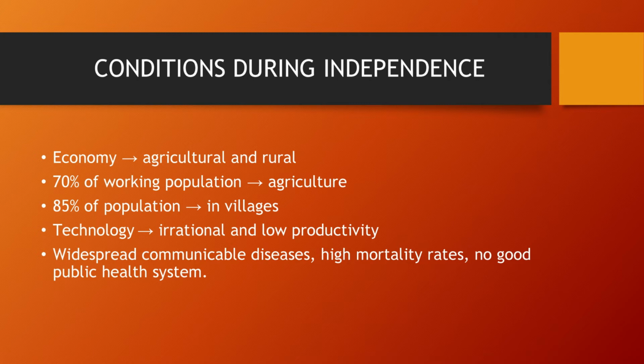85% of the population was in the villages, and of course, the technology was irrational and gave low productivity, or the output level was very less. Apart from all these things, India was facing a time period where a lot of communicable diseases were widespread. The mortality rate was very high, and the health system as such was not good.